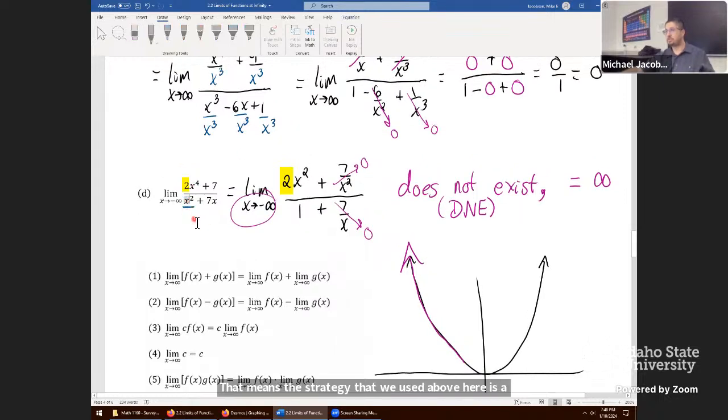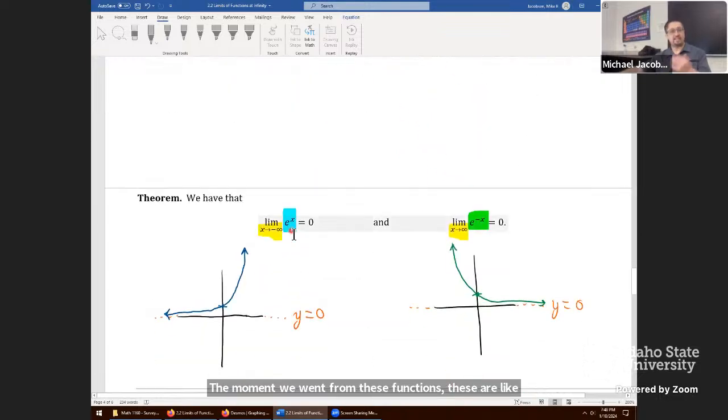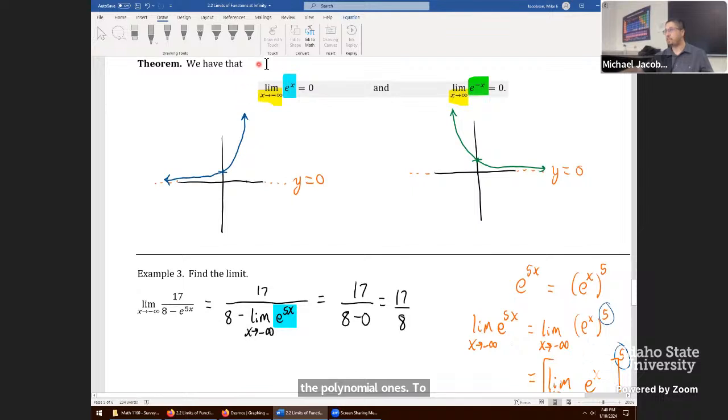We want our x's to not be exponents. They should be down below as a base. The powers should just be constants for these kinds of functions. The moment we went from these functions, the polynomial ones, to these, the exponential functions, it suddenly caused a shift in our strategy. We need to use this idea to get through the problem. So in other words, the reason we didn't divide by anything was because this was an exponential function and x was not a base, it was a power this time.